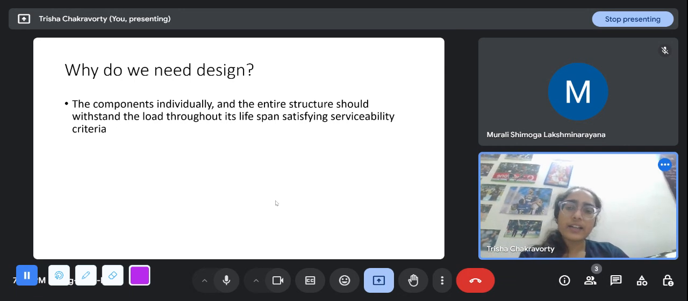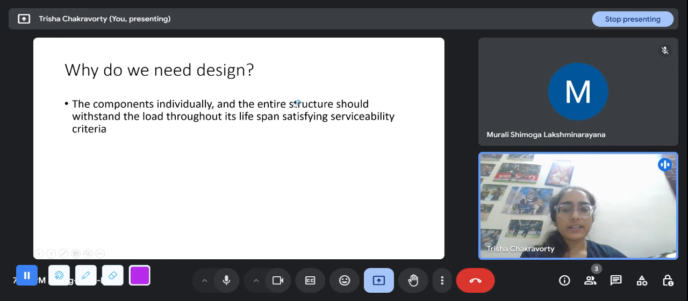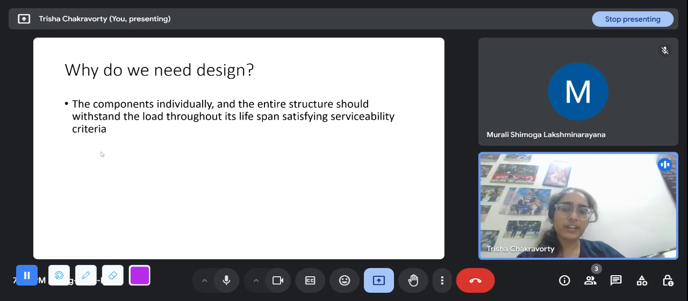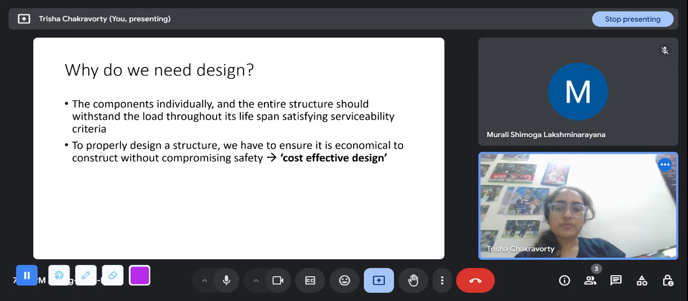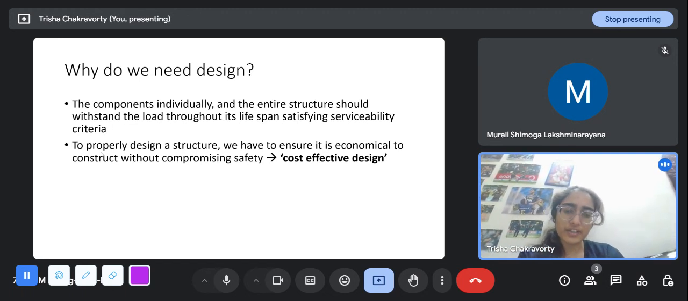The components individually and the entire structure should withstand load throughout its lifespan, satisfying serviceability criteria. Withstanding a load, as I said, is a collapse criterion, and there are some serviceability criteria on the deflection and sway of the members. To properly design a structure, we have to ensure that it is economical to construct without compromising safety. So that is one of the most important aspects of design. We have to strike a balance between safety and cost.